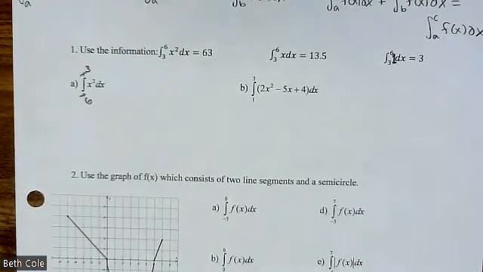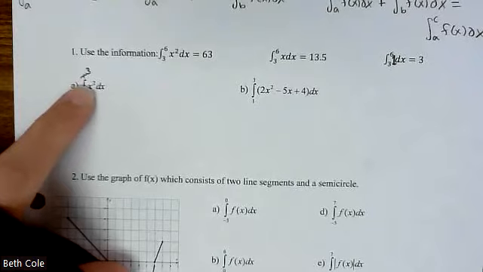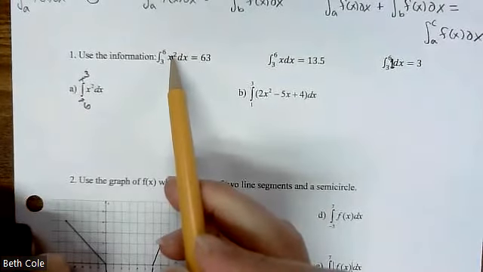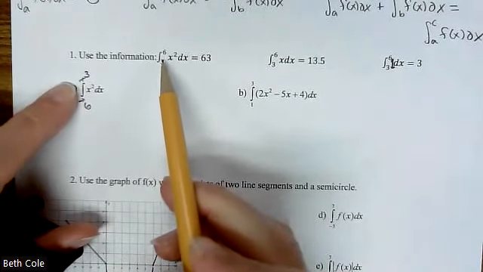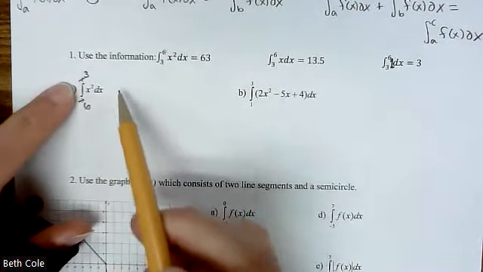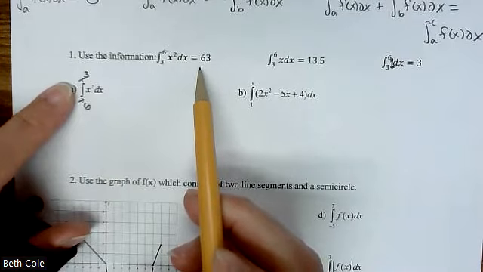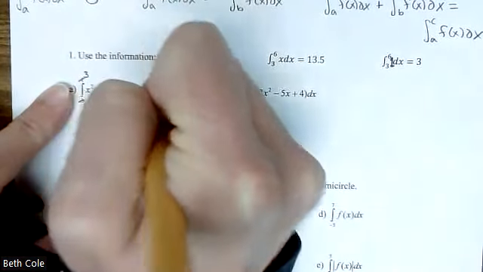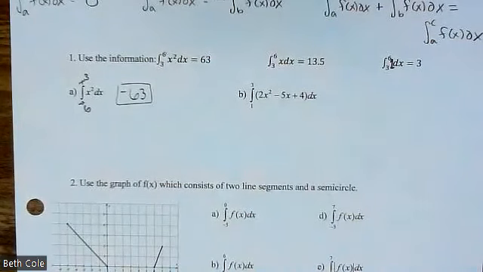All right, so do you see how inside the integral it's the x squared? So we're going to look at the one that has the x squared. But this one says from 3 to 6. So if we want to go from 6 to 3, what do you think the answer is going to be? Negative 63. You guys are brilliant. That's all you got to do. It's just opposite because you went the other direction.